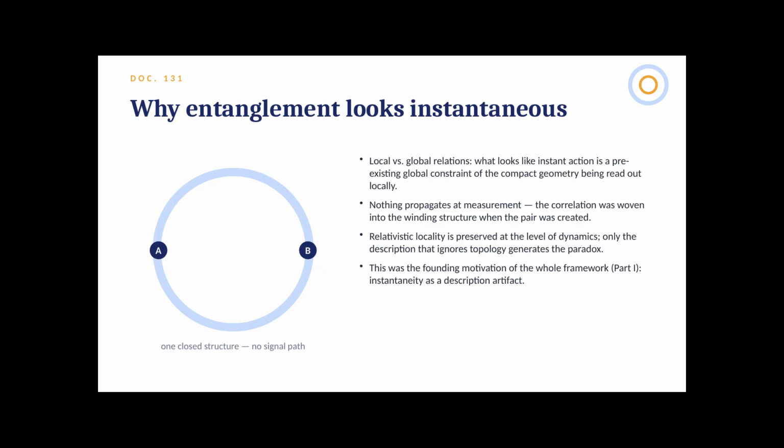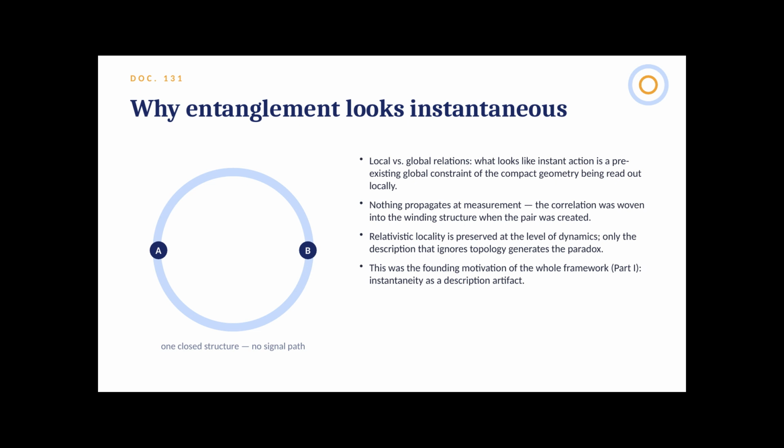Slide 38. So why does entanglement seem to act faster than light? Picture 2 particles, A and B, as parts of one closed structure, with no signal path between them. What looks like instant action at a distance is really you reading out a global constraint of the compact geometry, but reading it locally at each end. Nothing actually travels at the moment of measurement.